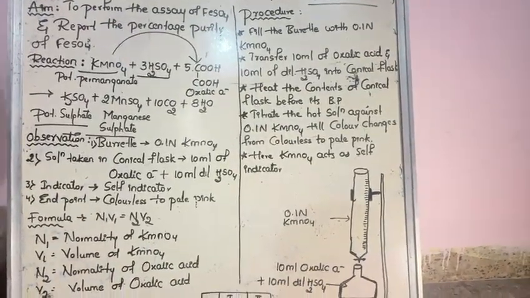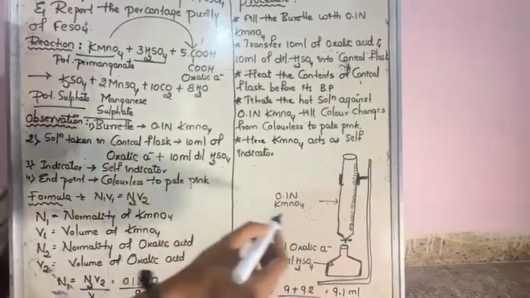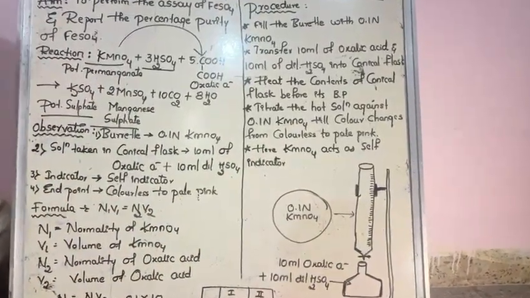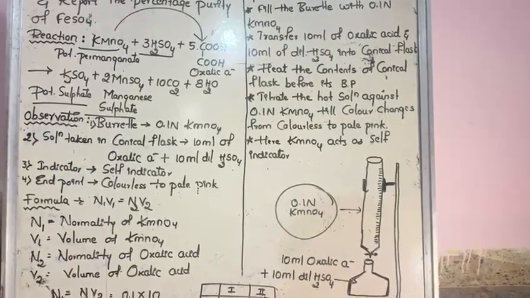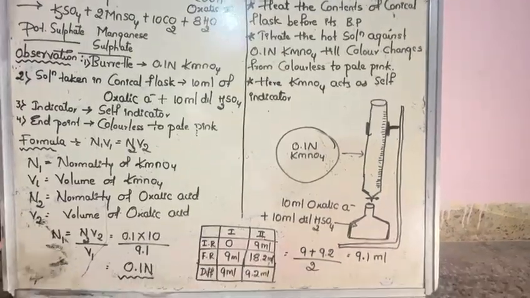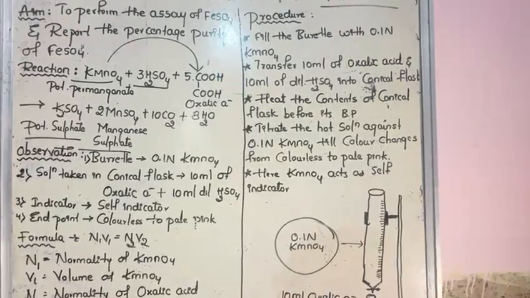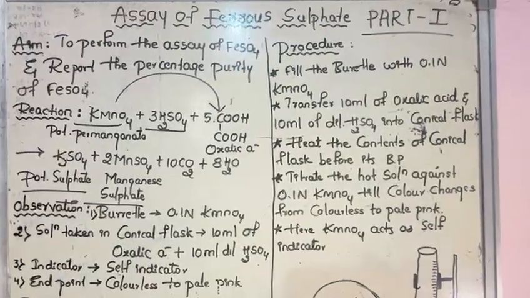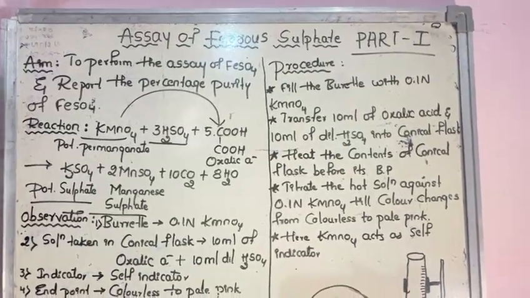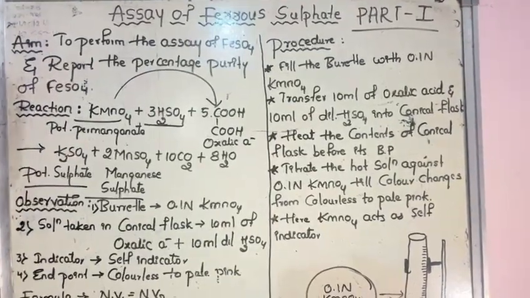The observation of the standardization: the solution taken in the burette is the one we are analyzing, that is our KMnO₄. Yes, here KMnO₄ acts as the analyte. We know that the analyte is usually taken in the conical flask, but when it comes to standardization, it is exactly vice versa. The analyte is taken in the burette, not in the conical flask. Don't get confused about that.